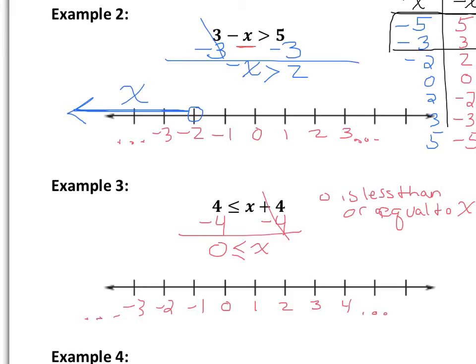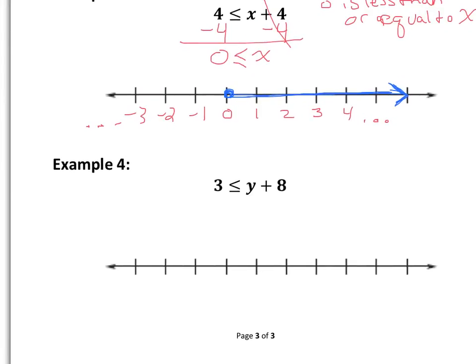So if 0 is less than or equal to all of my values of x, then we know that the values of x are greater than 0. If 0 is less than or equal to all of my values of x, then all my values of x are greater than or equal to 0.